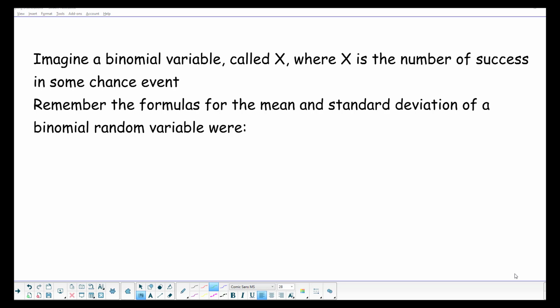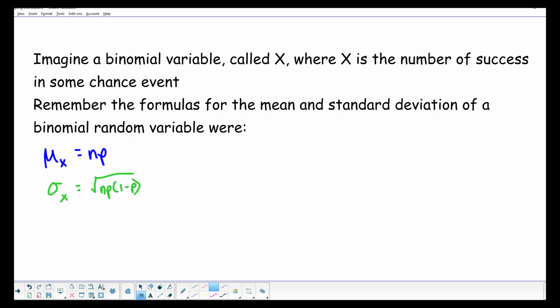So I want you to imagine a binomial variable called x, where x is the number of successes in some chance event. And this is something that we can consider being binomial because, hey, a student says they were successful on a test or not. Each student is independent of the next one. We can look at it in that lens then. So remember, we calculated formulas for the average number of successes in some kind of chance event like this. That was mu sub x, and mu sub x was equal to n times p. We did this in the last chapter, and then we also found the standard deviation, and that was the square root of n times p times 1 minus p.